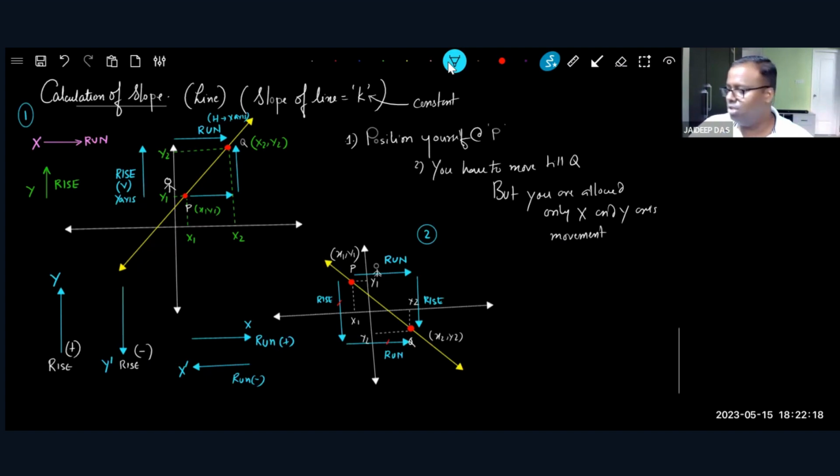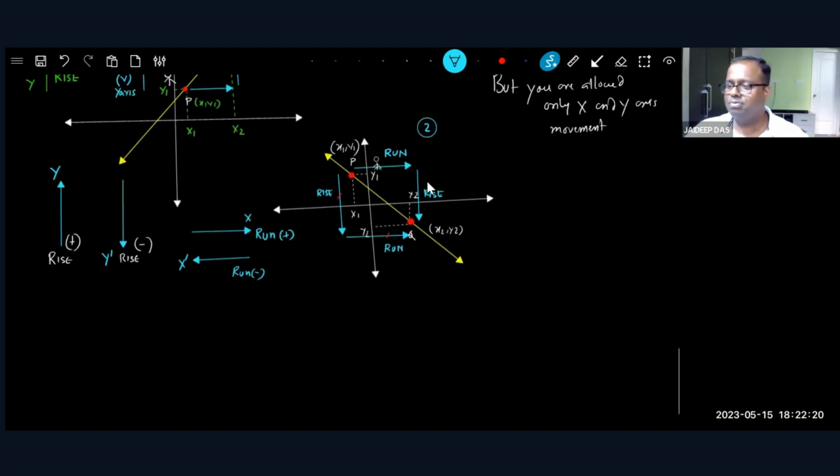Fine, done. So now we come to our formula. The formula for slope, which you have been waiting for so far, is very simple. It's rise over run, with sign. Okay, with sign.